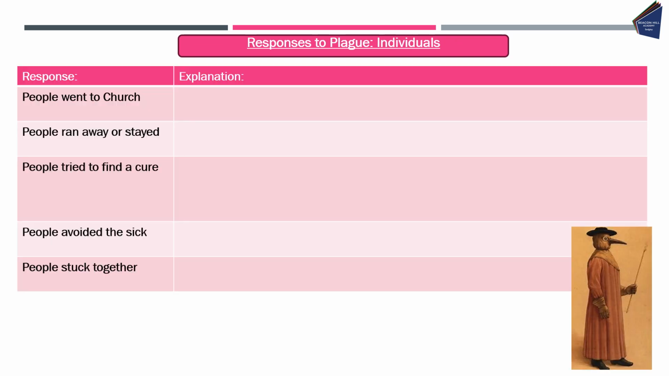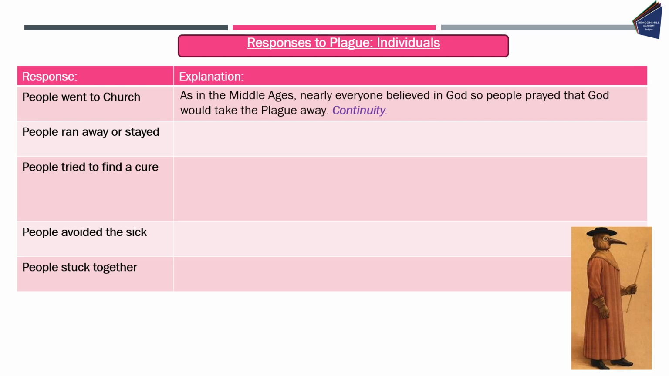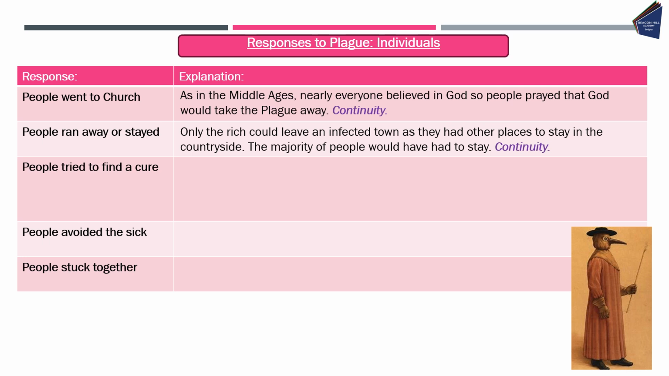So let's have a look at the responses to the plague from individual people rather than from the government. So first of all, people went to church. So this is continuity. Just as in the Middle Ages or medieval time period, nearly everybody believed in God. And so they prayed that God would take the plague away. So this is, again, continuity from medieval Britain. People ran away or stayed, so only the rich could leave an infected town as they had other places to stay in the countryside. The majority of people would have had to stay where they were, which again is continuity from medieval Britain.